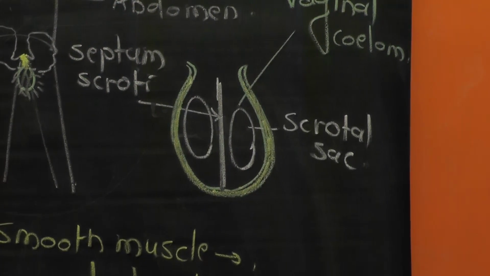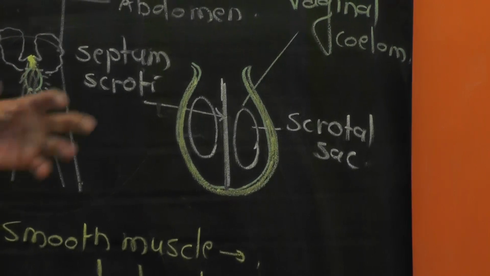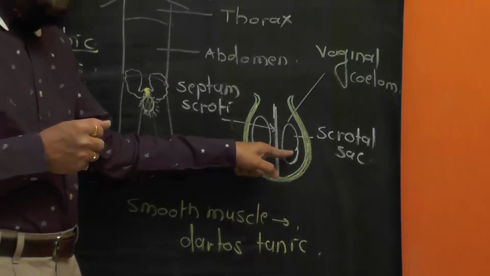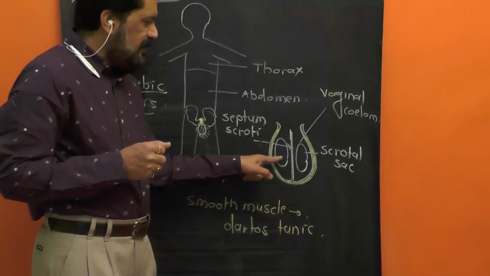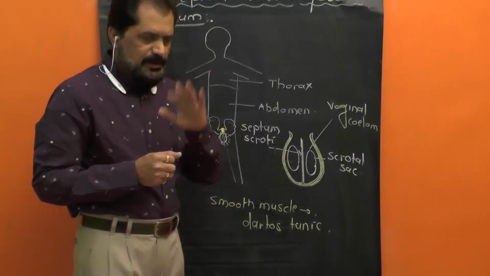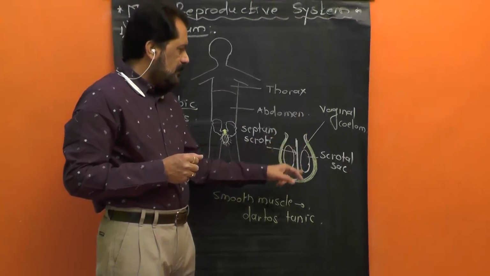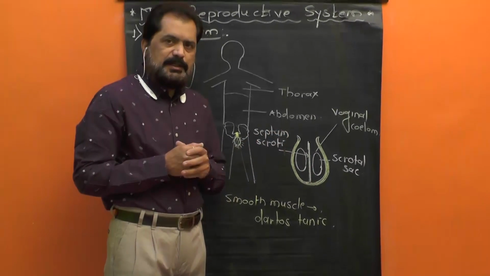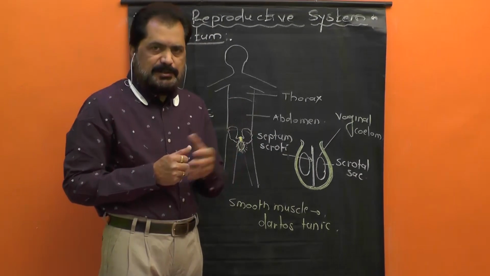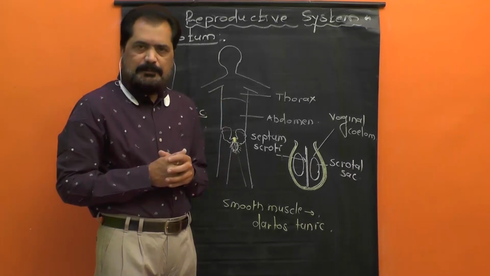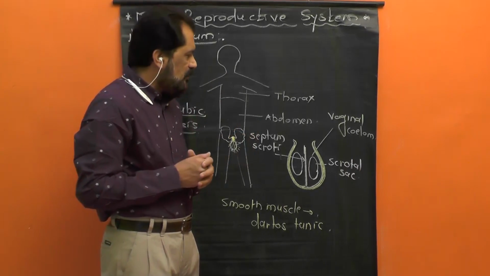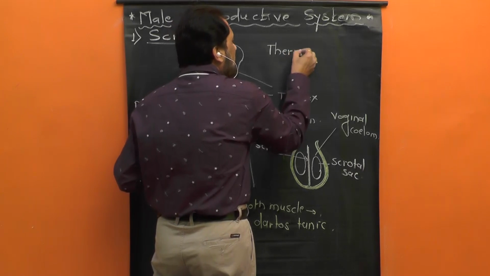Scrotum चं कार्य काय? First of all, the scrotum protects the testis and associated structures. या स्क्रोटम मध्ये किंवा स्क्रोटल सॅक्स मध्ये असणारे जे टेस्टिस आहेत आणि इतर जे स्ट्रक्चर्स आहेत त्यांना प्रोटेक्ट करणं हे पहिलं कार्य झालं. In addition to that, it performs thermoregulatory function.